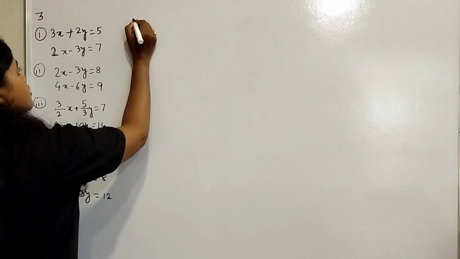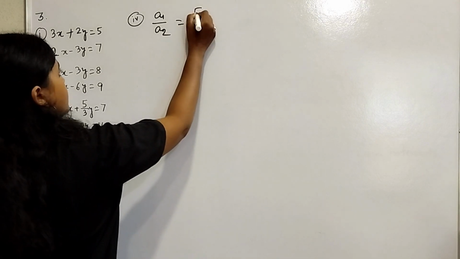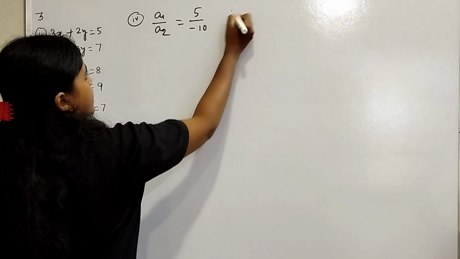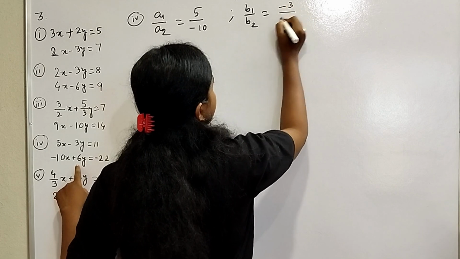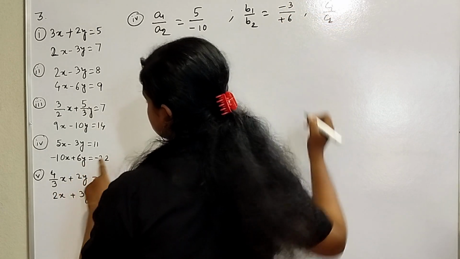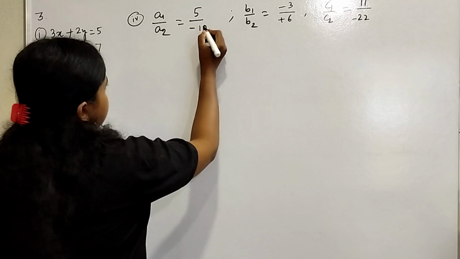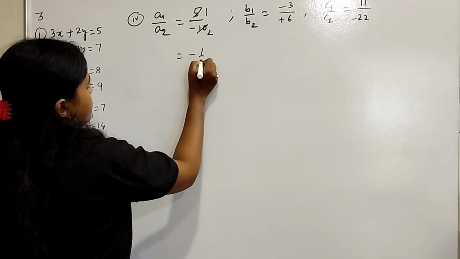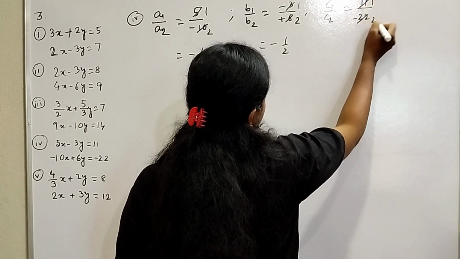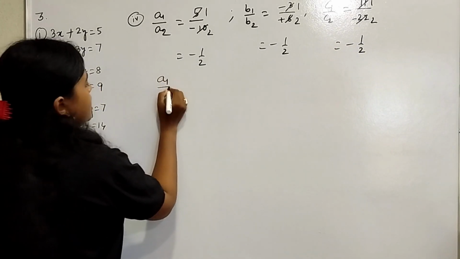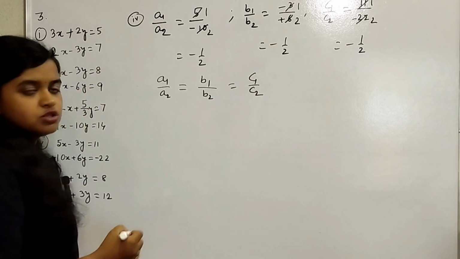Now question number 4. If I say A1 by A2 equals 5 by minus 10, B1 by B2 equals minus 3 by plus 6, and C1 by C2 equals 11 by minus 22. If I simplify it, 5 1s are 5, 5 2s are 10, that is minus 1 by 2. In this case, 3 1s are 3, 3 2s are 6, that is minus 1 by 2. And 11 1s are 11, 11 2s are 22, that is minus 1 by 2. That means A1 by A2 equals B1 by B2 equals C1 by C2. So this is case number 2.